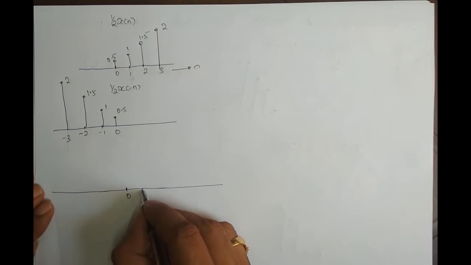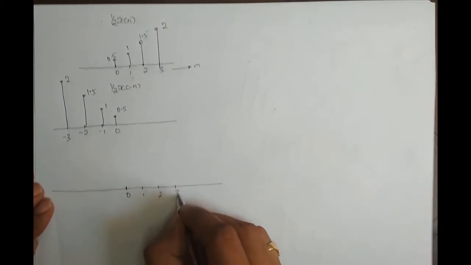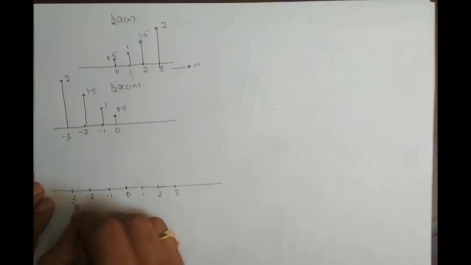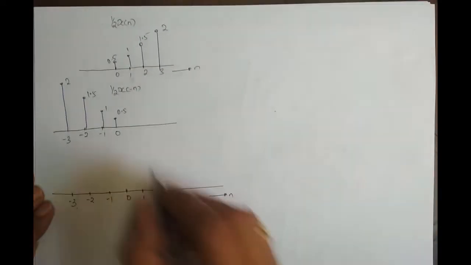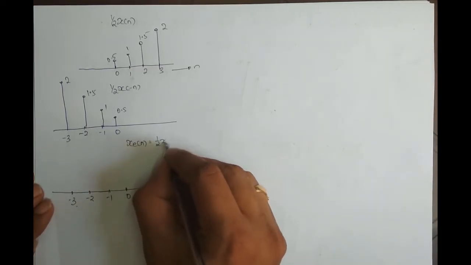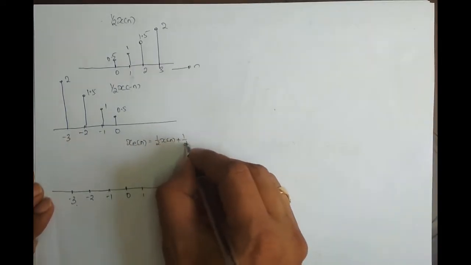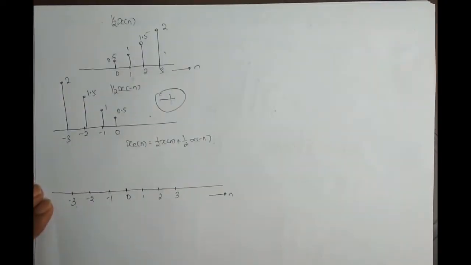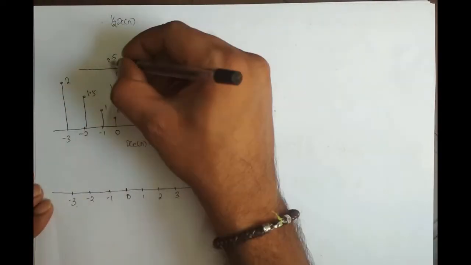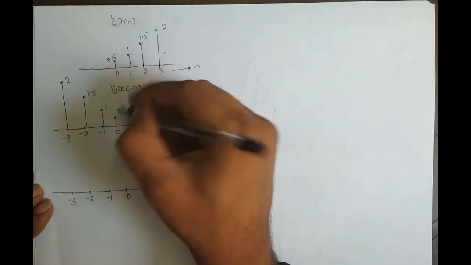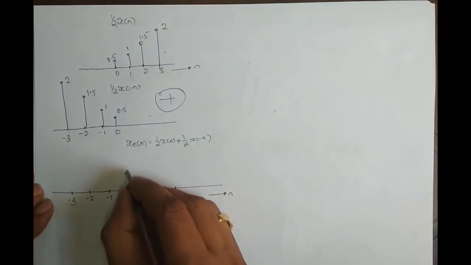Now it is 0, 1, 2, 3. So minus 1, minus 2, minus 3. This is n. And what is this signal? X e of n. And what is x e of n? 1 by 2 times x of n plus 1 by 2 times x of minus n. So I have to add these two signals, right? Now at n equal to 0, what is the output of the first signal? 0.5 plus what is the output of the second signal? 0.5. So 0.5 plus 0.5 is 1.